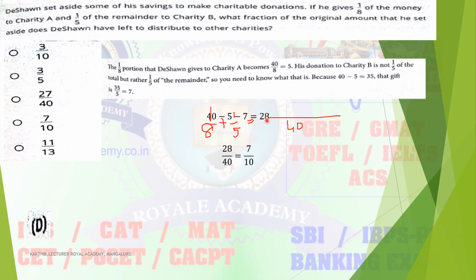So the remainder amount is how much? 28 out of 40 rupees. So how much fraction is he having right now? That is nothing but 7 by 10 fraction. Which option is correct? Option D is correct.